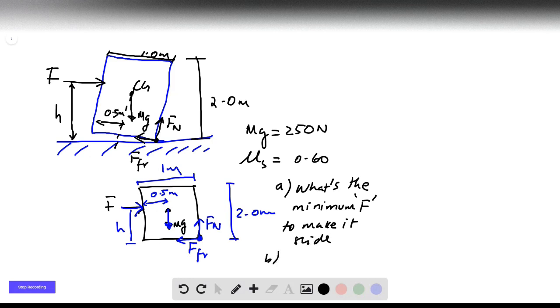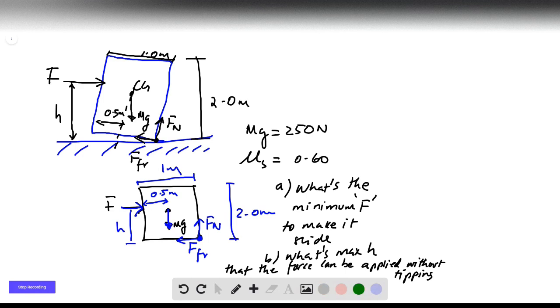That's what they're asking in part A, and then in part B, what's the maximum H that the force can be applied at without tipping, or if you want to call it flipping. So those are the two parts of the problem.